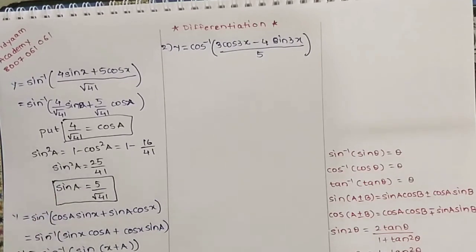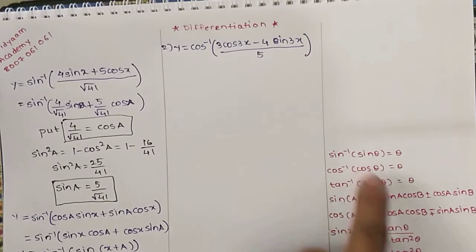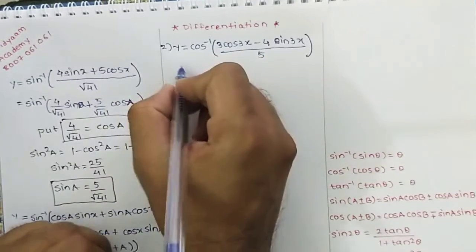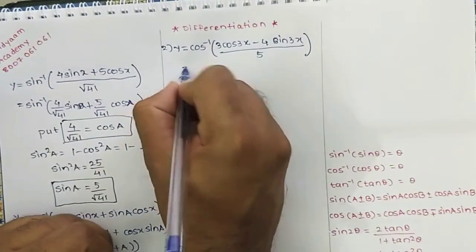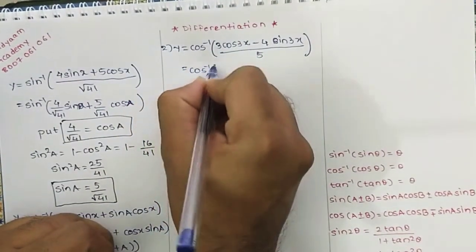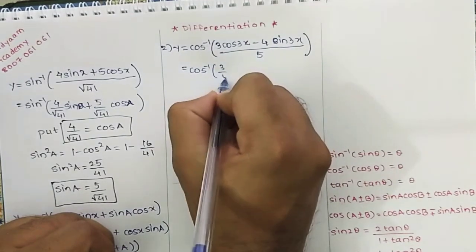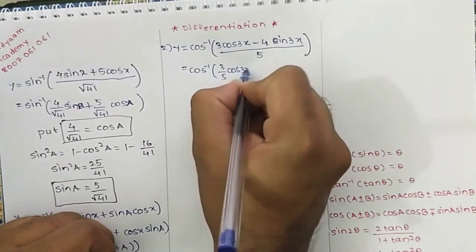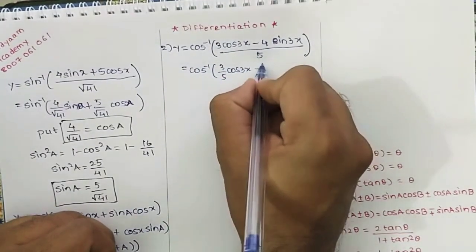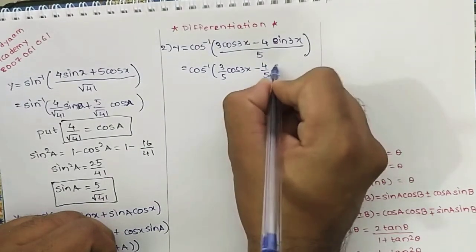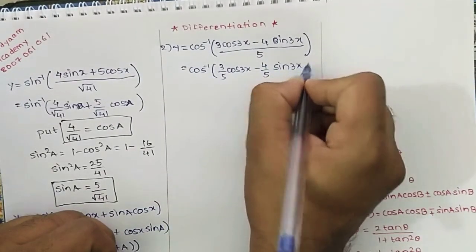Looking into the sum, it starts off with cos inverse. So we'll be trying to get cos inside. In order to take the cos term inside, we just need to separate the terms first. We get cos inverse of 3 by 5 cos 3x minus 4 by 5 sin 3x.